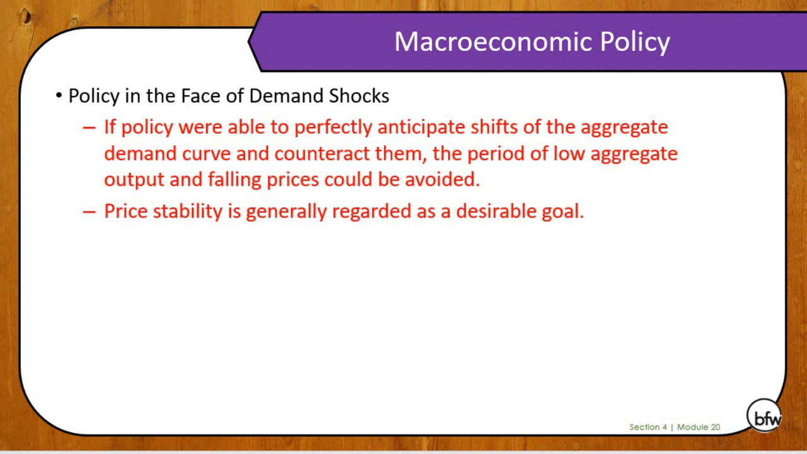Basically, if policy were able to perfectly anticipate shifts of the aggregate demand curve, then the period of low aggregate output and falling prices could be avoided. Basically, recessions in general could be avoided. Price stability is generally regarded as a desirable goal. So if we could anticipate things like the economy crashing in 2008, we could have made that a lot less worse than what it was. However, in actuality, that doesn't happen. And in the next module, we'll take a look at why that's the case specifically, but it doesn't take too much to figure that out.